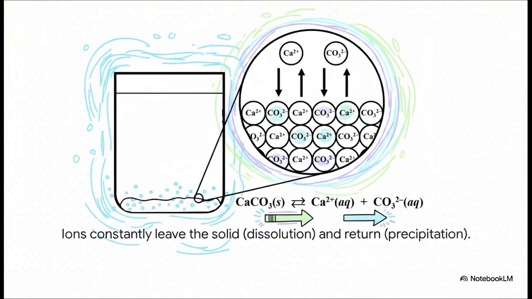So here's the scoop. Right at the surface of that solid chunk, there's constant action. Individual calcium and carbonate ions are literally breaking away, escaping into the water. But at the very same time, other ions that are already out for a swim are bumping back into the solid and locking back into place. It's a non-stop two-way street.